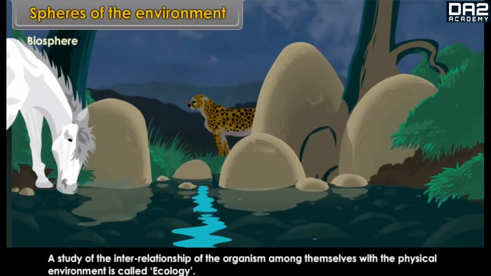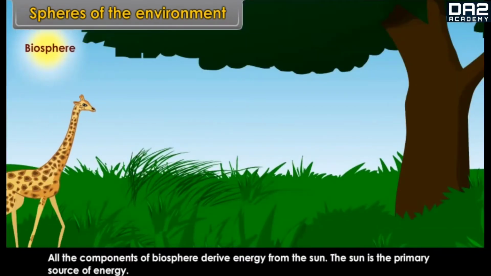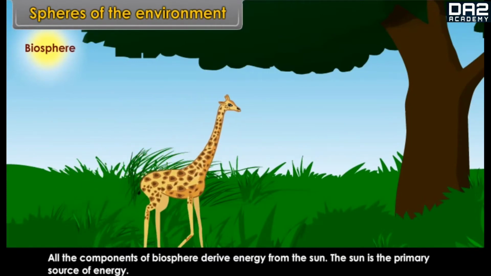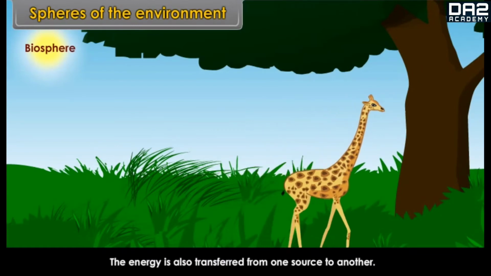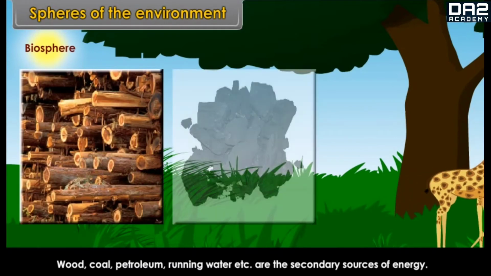All the components of biosphere derive energy from the sun. The sun is the primary source of energy. The energy is also transferred from one source to another. Wood, coal, petroleum, running water, etc. are the secondary sources of energy.